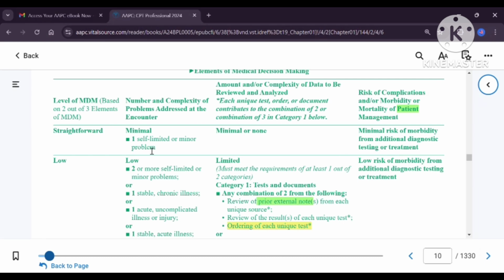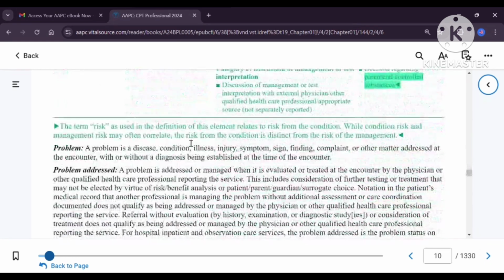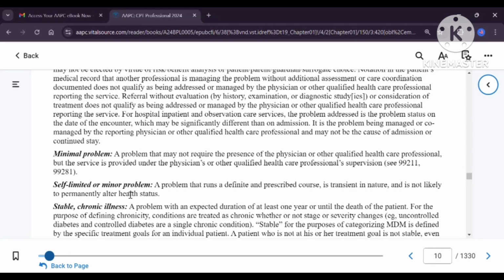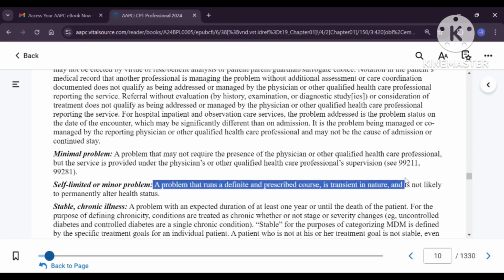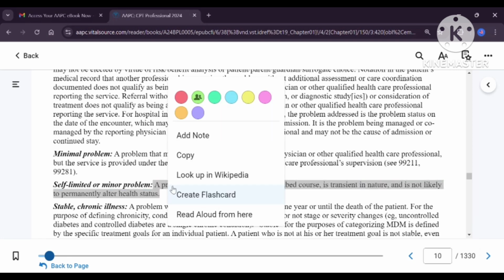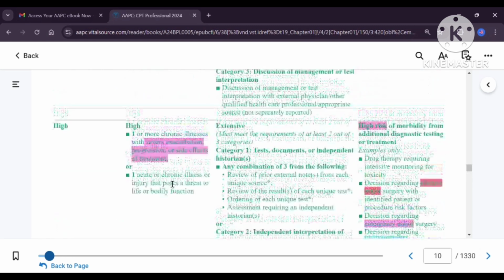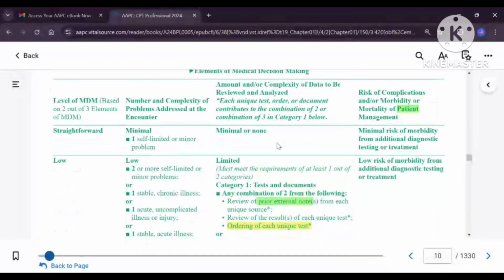And if you want to know the meanings of this self-limited and minor problem, just go down below the table. You can see what is the meaning of problem, what is the meaning of problem addressed, what is the meaning of minimal problem, what is the meaning of self-limited or minor problem. So I'll just read the self-limited problem. A problem that runs a definite and a prescribed course, is transient in nature and is not likely to permanently alter the health status of patient. That is what is self-limited or minor problem. So it doesn't need any further treatment. So that is the meaning of it. So for such a problem, the MDM is straightforward.